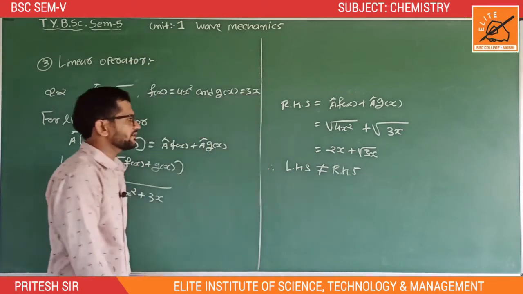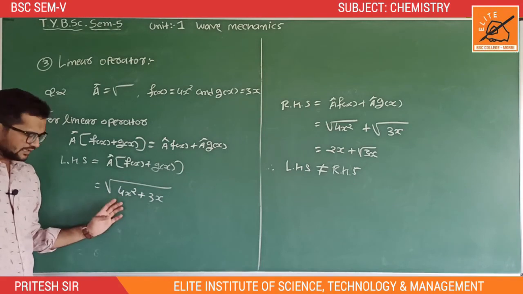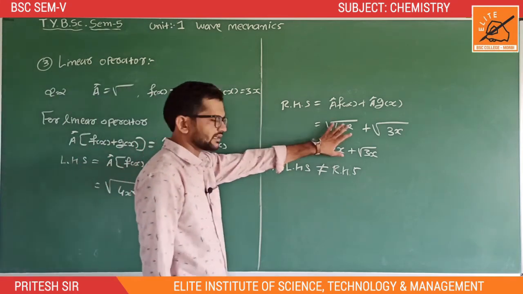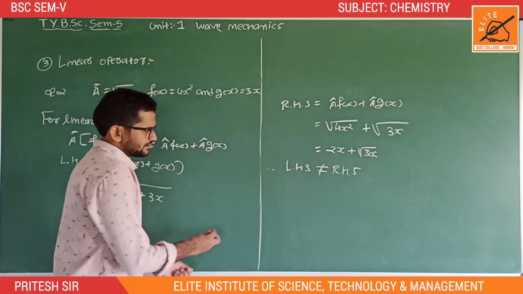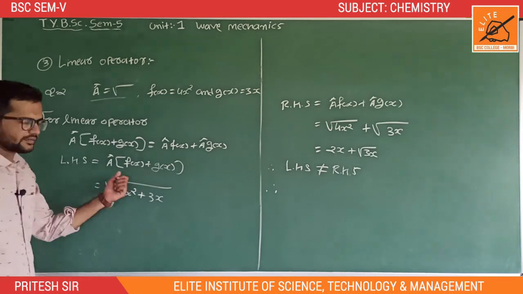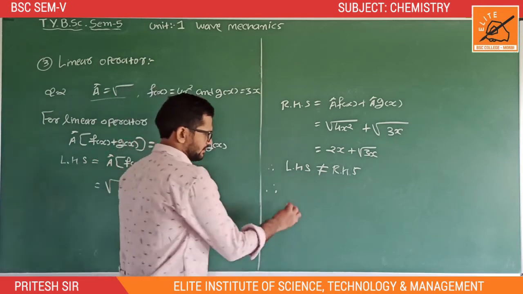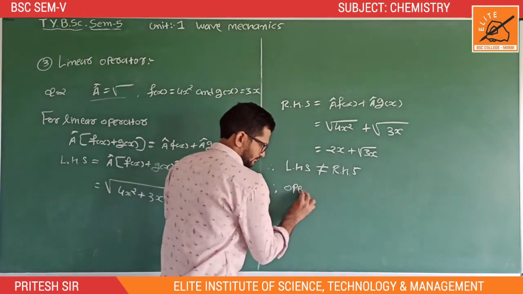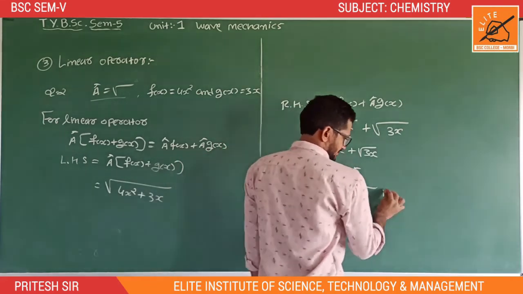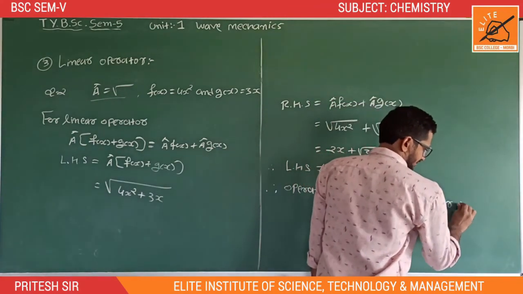Here in this case x is a variable. So put any value for the variable and check the values of LHS and RHS. Both are not equal. So in this case the operator A cap equal to under root is not a linear operator, because the values of LHS and RHS are not equal. It means the operator A cap equal to under root is not a linear operator.